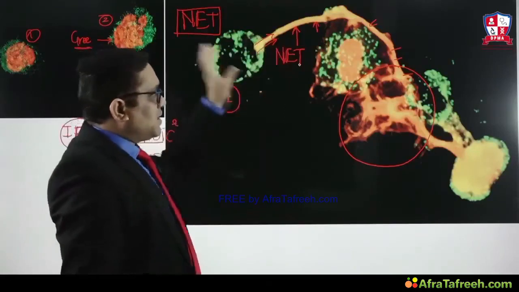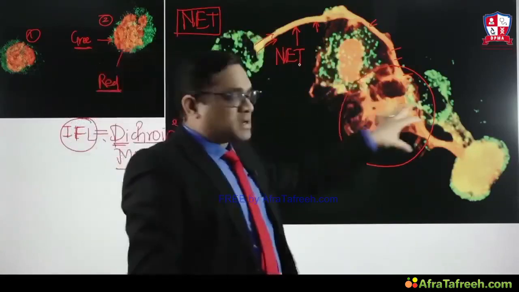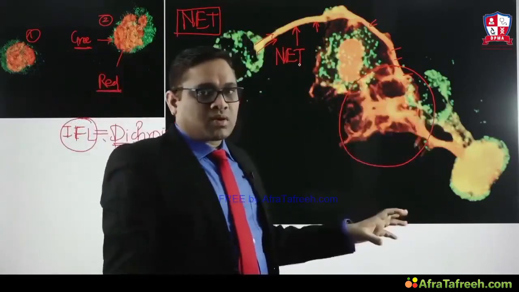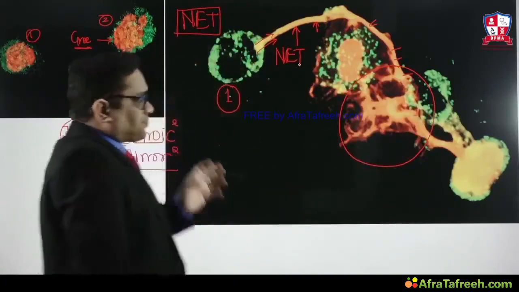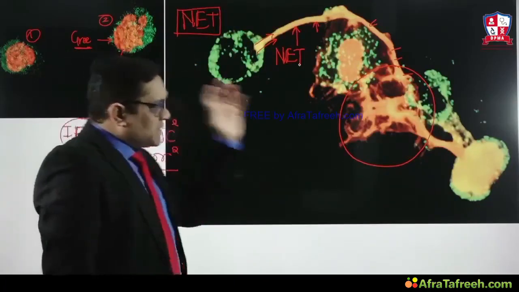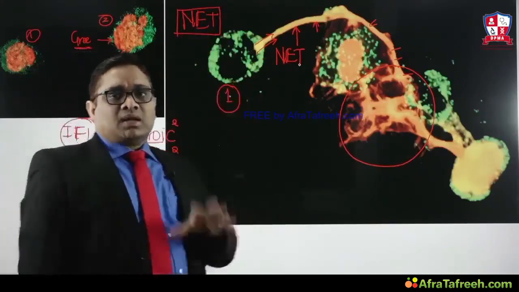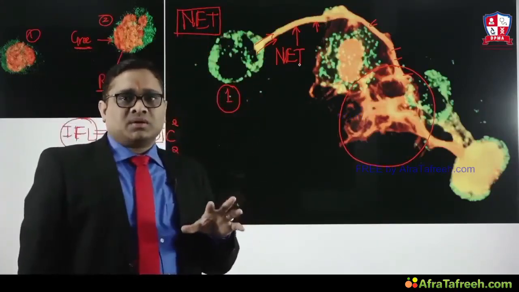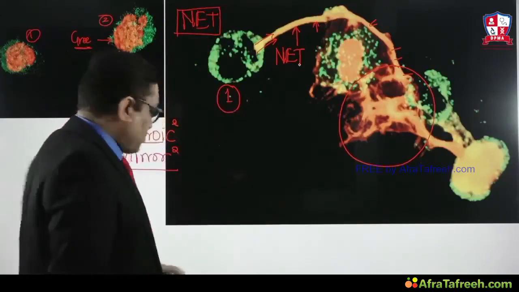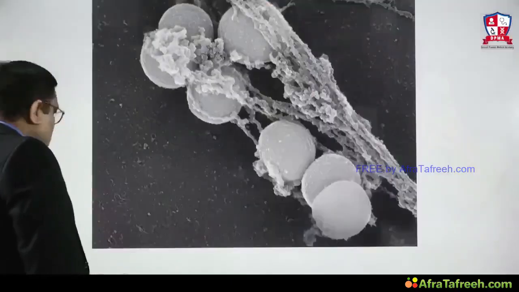Extracellular, outside the cell, they're coming outside, they're forming the trap, they're trapping the antigen, they're killing them. When they kill this antigen, after that there is no nucleus, so they will not survive, they will be dead, and that is why it is called beneficial suicide. So this diagram we have to keep in mind, and this picture also we have to keep in mind.